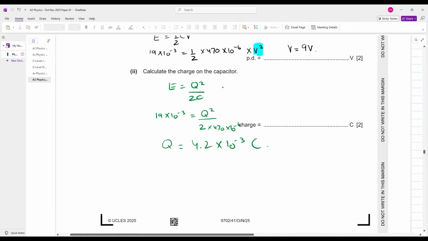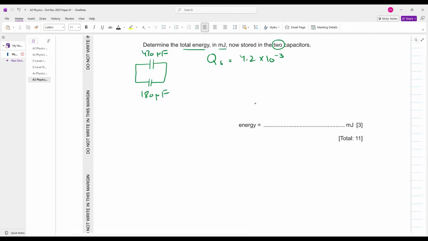Can we apply this formula to calculate energy? Yes. E is equal to Q squared divided by 2C. We have put in the value of Q. Can you calculate the total capacitance?